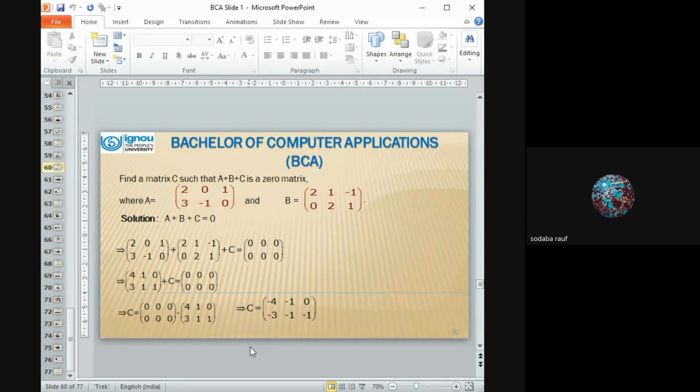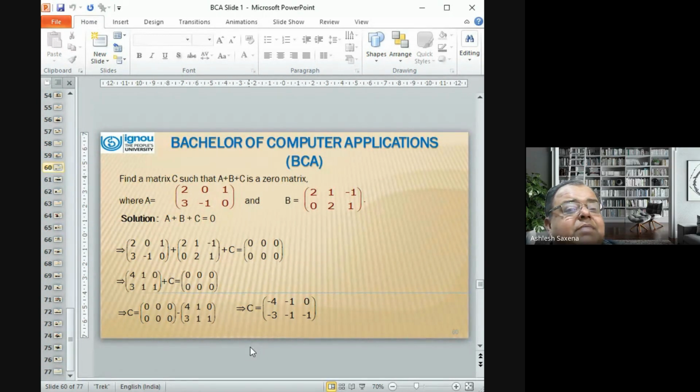The order of matrix C is 2 into 3 because the order of matrix A and B is 2 into 3. Madam, I just want to rectify one thing. It's not 2 into 3, it is 2 cross 3. 2 into 3 can be interpreted in any form, 2 cross 3 or 2 by 3. That doesn't make any difference. Don't say 2 multiplied 3 or any other term. It should be 2 cross 3 or 2 by 3.